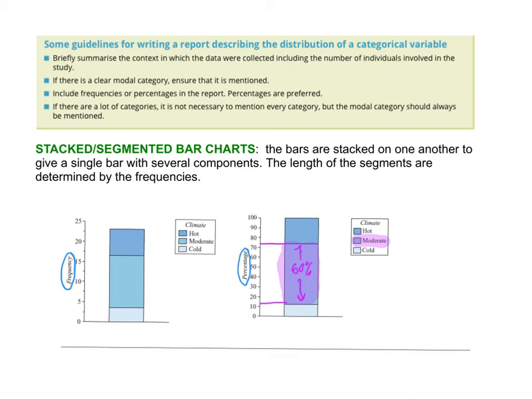But also, once again, it's a good way to show, because you can see which colour is the most dominant, and you can then say the modal category. So a boss or someone who wants to know what the data shows them, they probably want to see something like that because it's very quick. They can see within seconds what's going on.